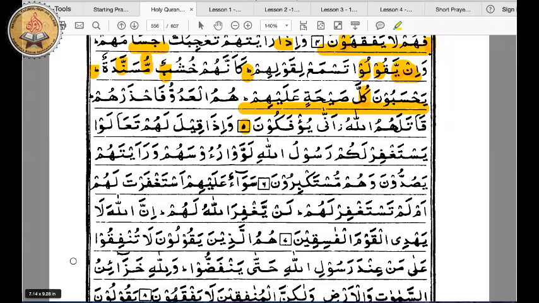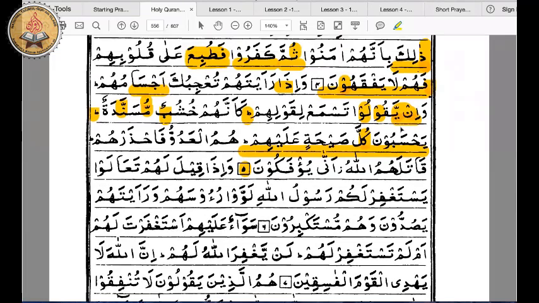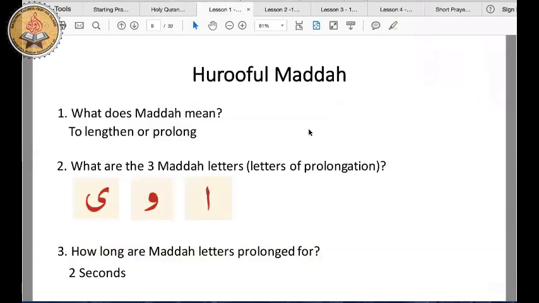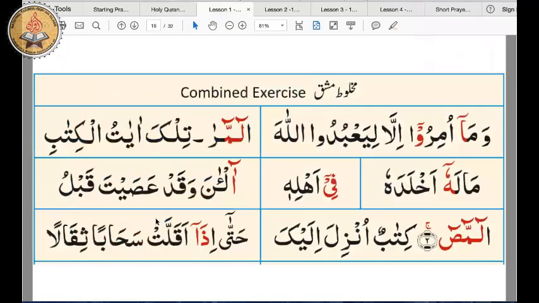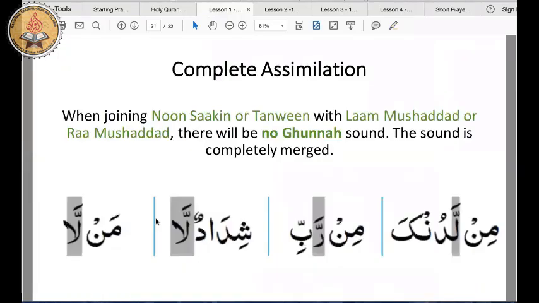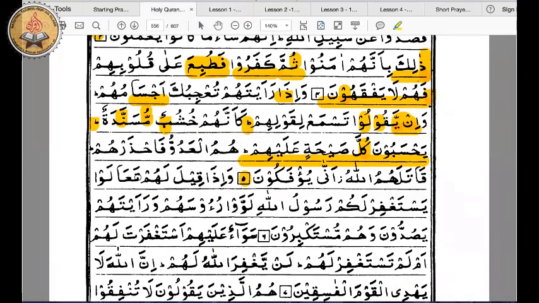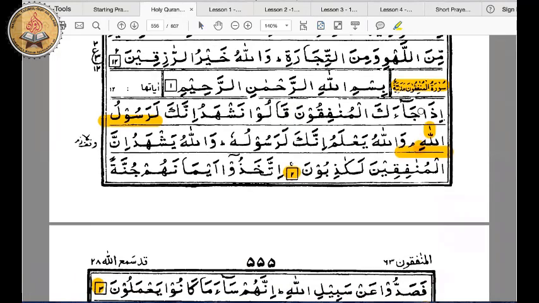Okay, Jazakallah. Keep practicing. That was a good effort, but there are some places where you need to pay special attention, especially when it comes to merging. So I'm just going to very quickly revisit the examples just so you understand what I mean. Remember, we covered two things: the partial assimilation and the complete assimilation. The complete assimilation is when you completely merge the sound, lam mushaddad and ra mushaddad. Let me find the example.